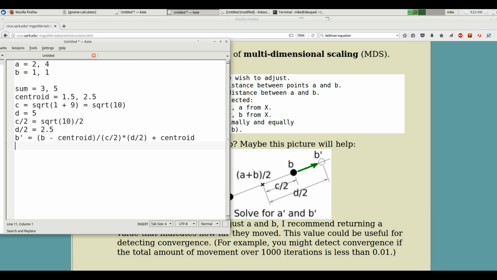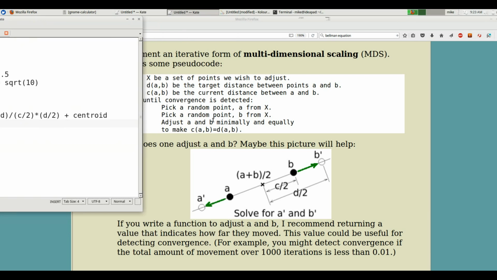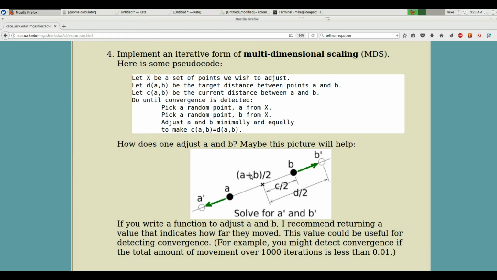Is all of that clear? And did that answer the question, or did I totally miss it? Absolutely. Yeah, I think I'm saying C is the current distance and D is the target distance between A and B. When I say minimally, I'm saying this is minimally because they're moving on the same line. If they moved off of that line, it would be superfluous motion. And equally, A should move the same amount as B. So basically, this computes the minimal and equal adjustment for A and B.